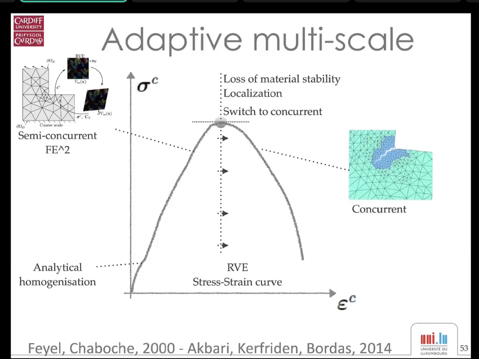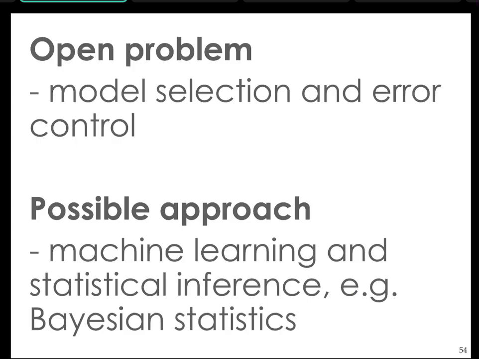Okay, so now what do you do about that? You have an adaptive multiscale where you lose material stability. You replace our representative volume element, which ceases to exist, by an actual representation of the microstructure with all the grains individually taken into account.